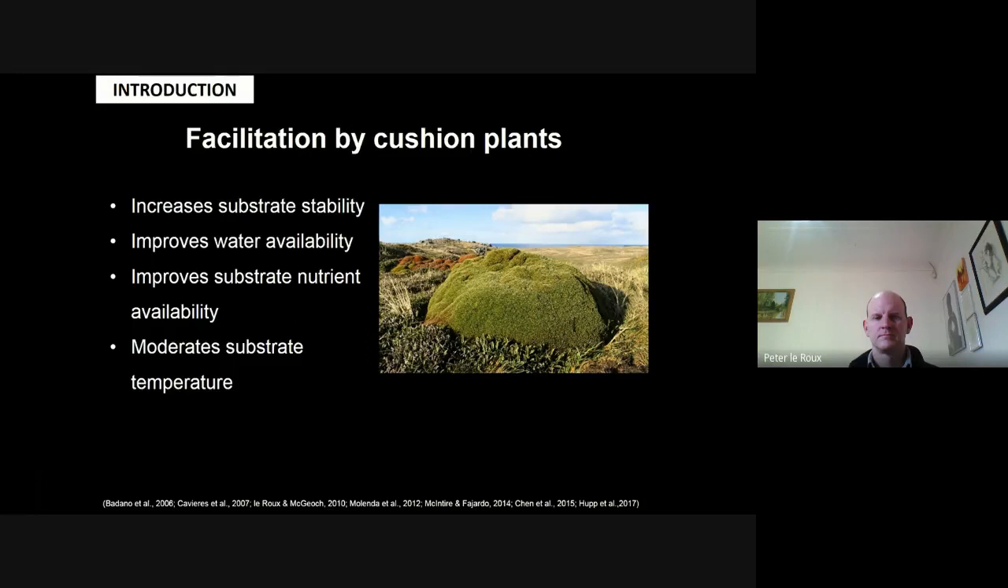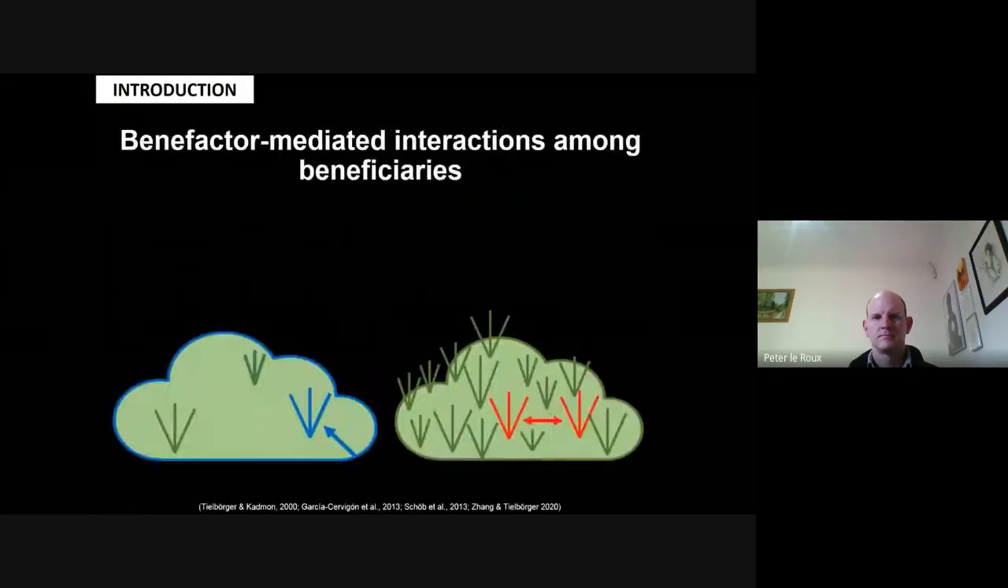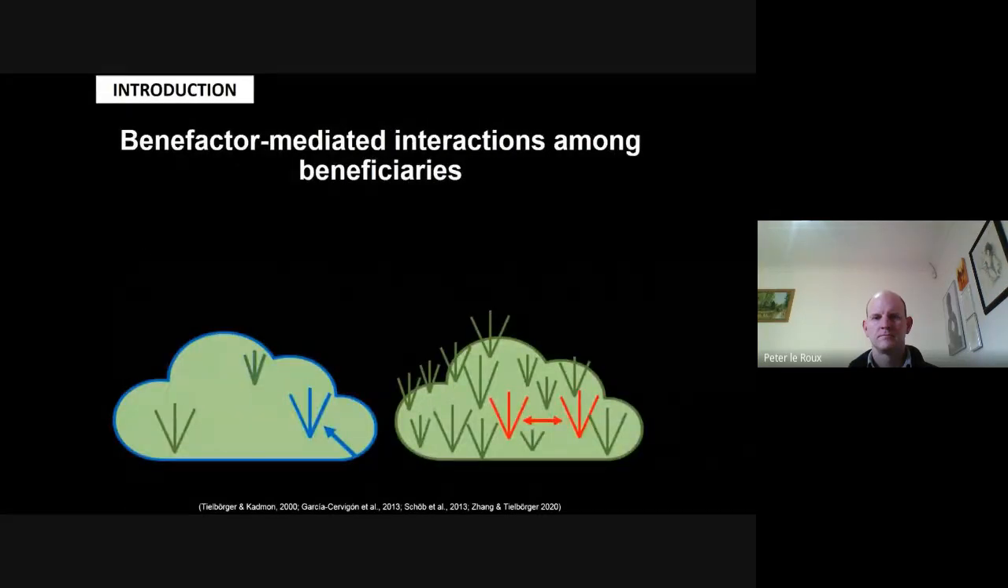However, it's important to also understand how these positive effects associated with cushion plants affect interactions between the other species that co-occur with them. Okay, let's sketch out some possibilities here. In this diagram, these light green figures represent cushion plants, which are termed benefactor species here, and the other individuals growing on them represent other species, which we will call beneficiary individuals.